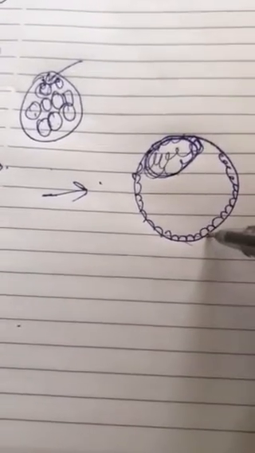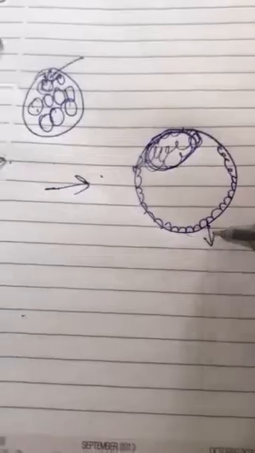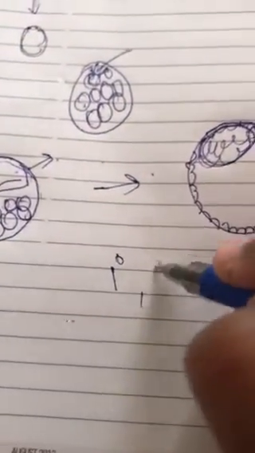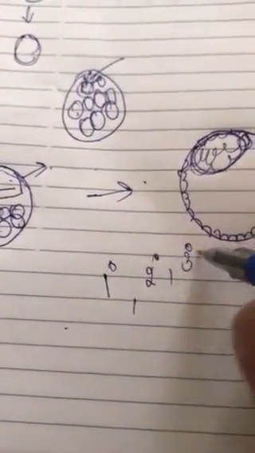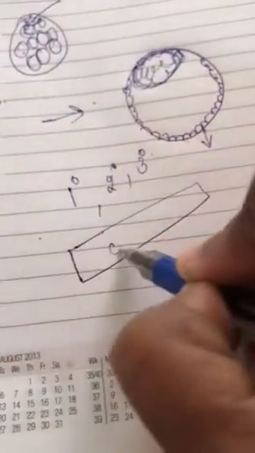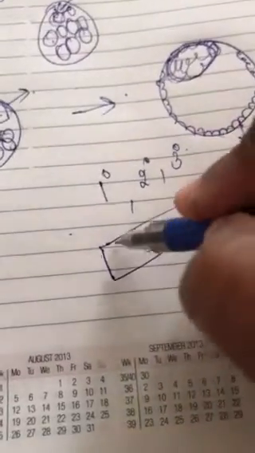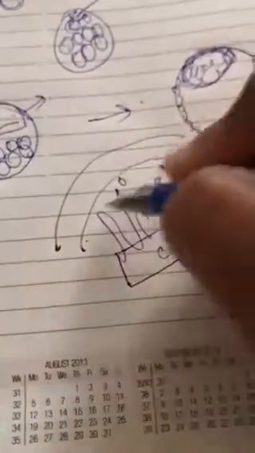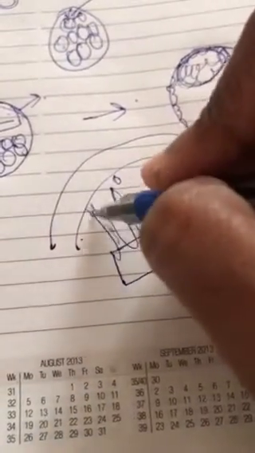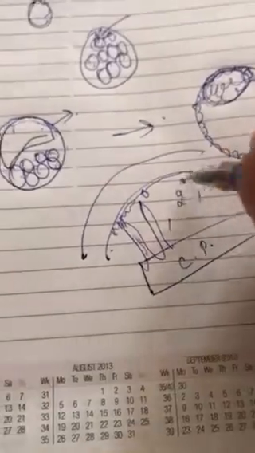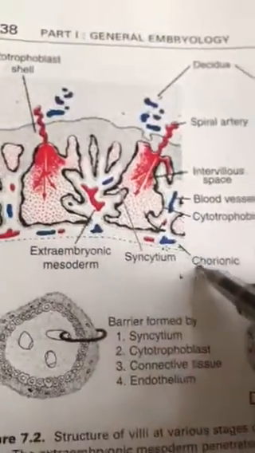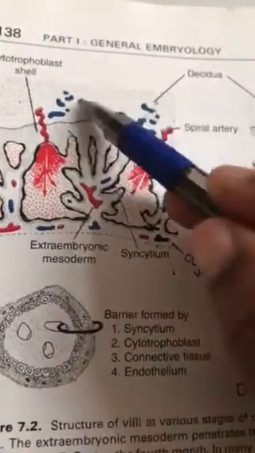These trophoblast cells will be multiplying and form villi. Initially, you will have the primary villi, secondary villi, and tertiary villi. This chorionic villi is formed from a plate. That plate is called the chorionic plate, and from this plate the villi extend into the uterine wall. The uterine endometrium which receives the villi is called decidua. You can see this is the chorionic plate and this is the decidua, the uterine endometrium.